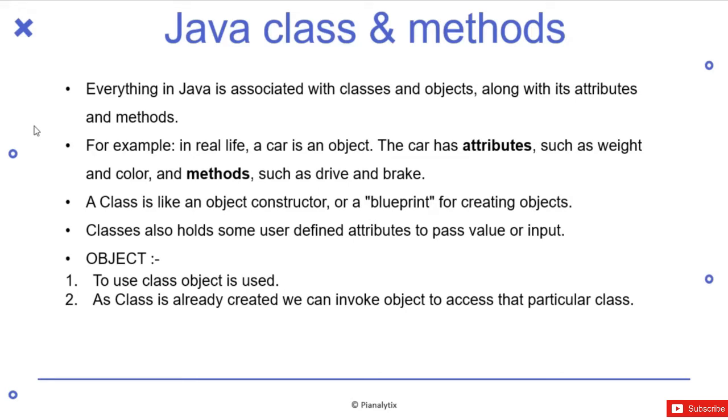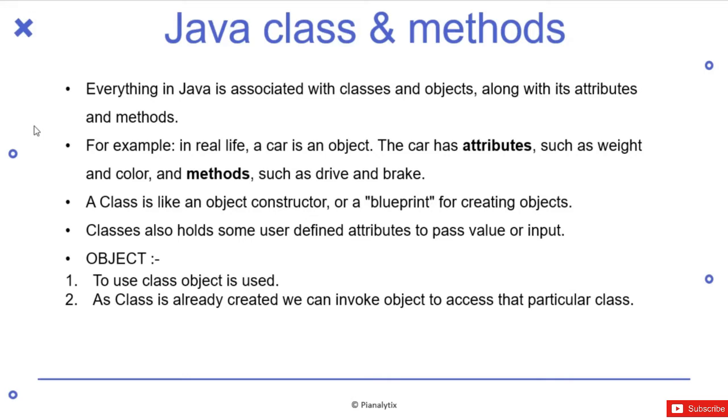The simplest way to put it is that to use a class, an object is used. If you define some class and you want to use that class, you have to define the object. As the class is already created, we only have to create the object for that particular class. So this is all about the class.